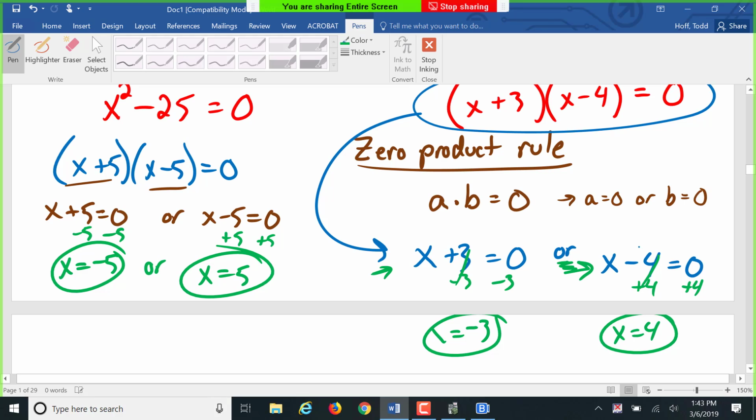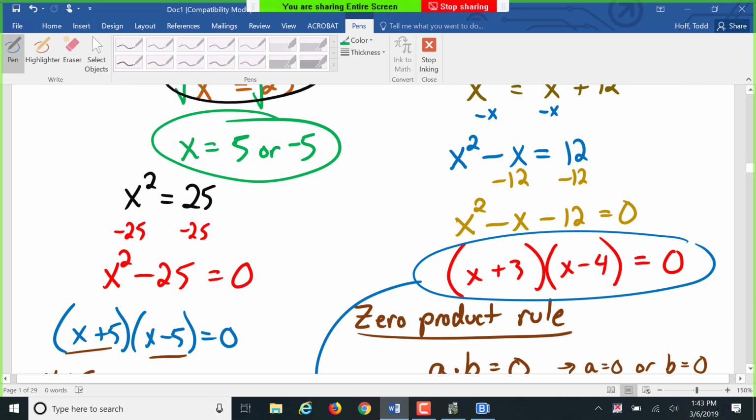So people ask me all the time when I do the square root, is it wrong if I just said x equals 5 and forget about the negative 5? And the answer is, yeah, it is wrong. You do have to have both answers.